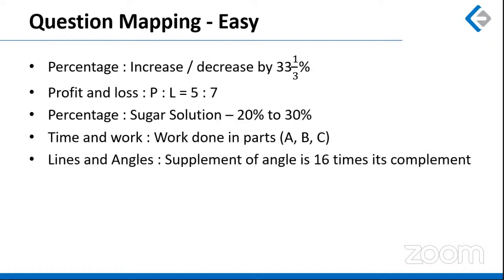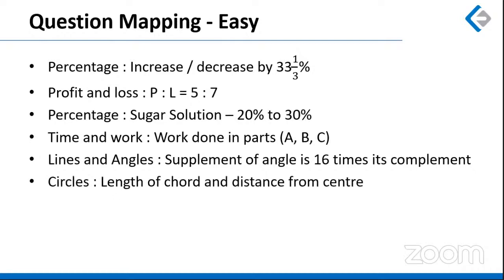A question based on lines and angles where a simple relationship between a supplement and a complement of an angle was given. That is, supplement is 16 times the complement. So you can straightforwardly write an equation over here that supplement is 180 minus x. That is equal to 16 times the complement, which is 90 minus x. And you can solve the equation for x.